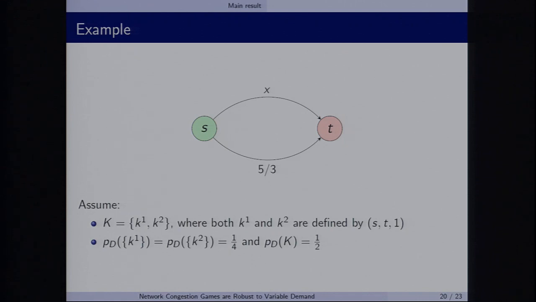The random variable is now what follows. With probability a quarter, it's only commodity 1 out there. With probability a quarter, it's commodity 2 out there. And with probability half, it's both commodities out there. So what do commodities know?